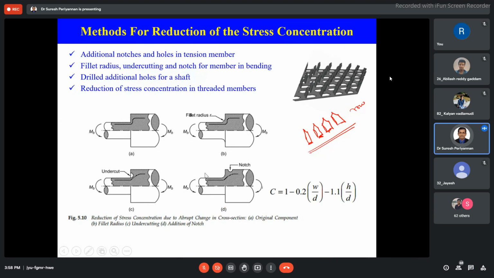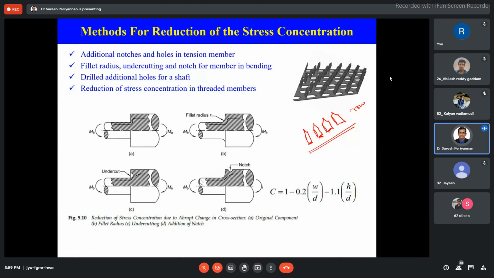Now I am providing an undercut. When you put an undercut, it is even better, and the stress concentration in this region is reduced more. When you use this combination of undercut or notch as well as fillet radius, it will be a better design, and simultaneously we are able to avoid stress concentration in this region. More clarity and information is given in your book.